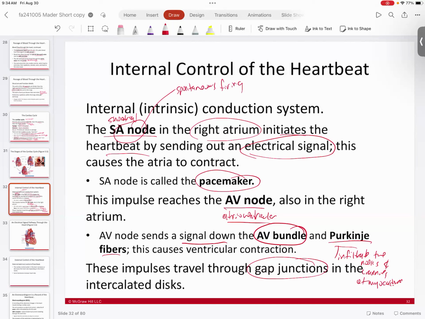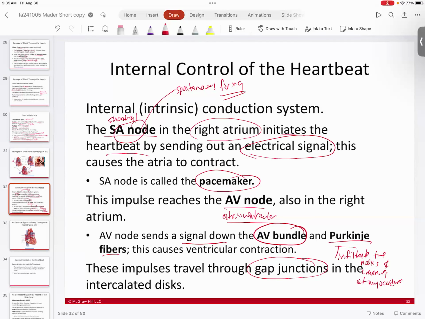Has spontaneous firing, which is unusual for a neuron, right? Because there's not another nerve telling the SA node to turn on. The SA node just automatically starts going. It just automatically fires, like boom, boom, boom, boom. There's nobody telling it to do that. It just automatically does that metronomically.